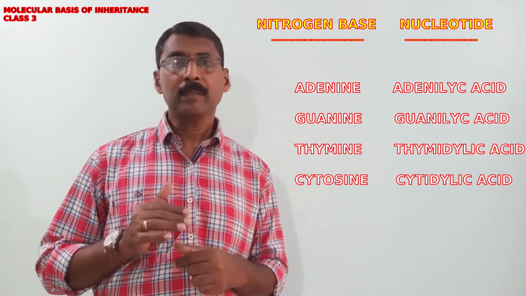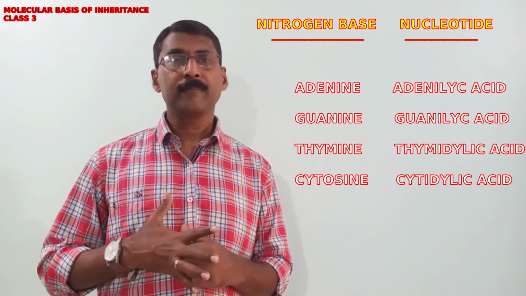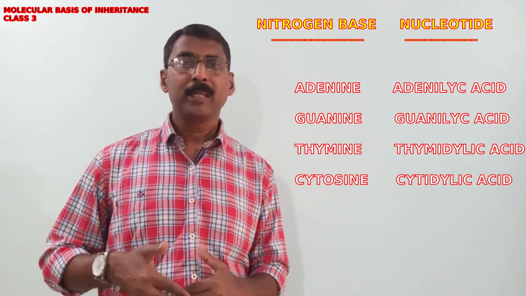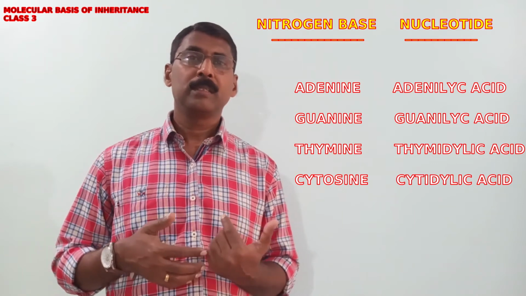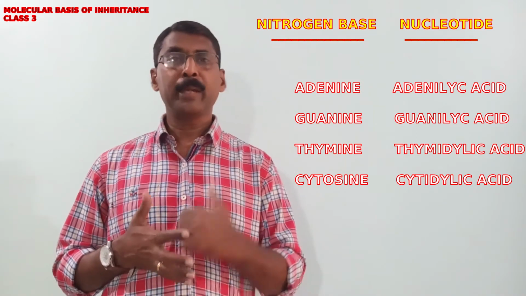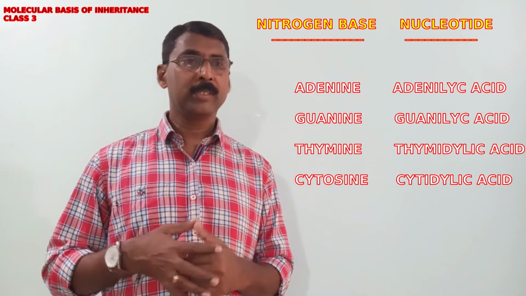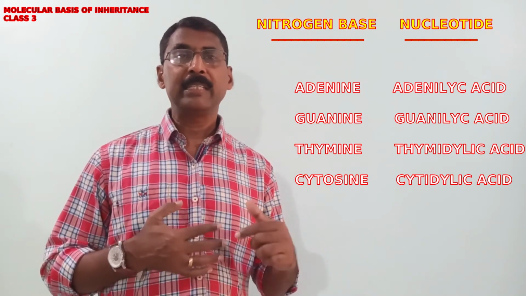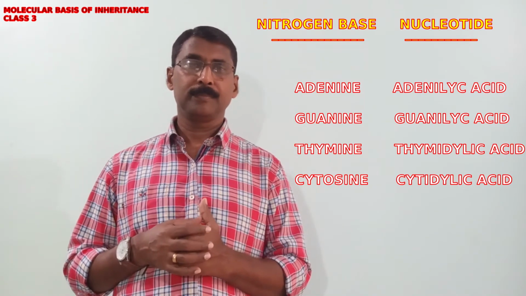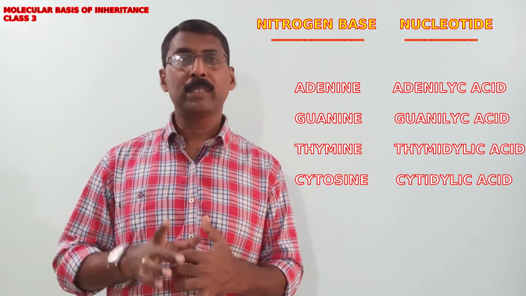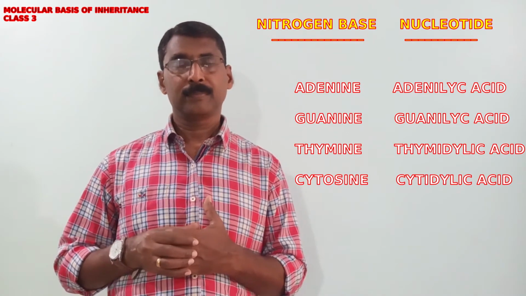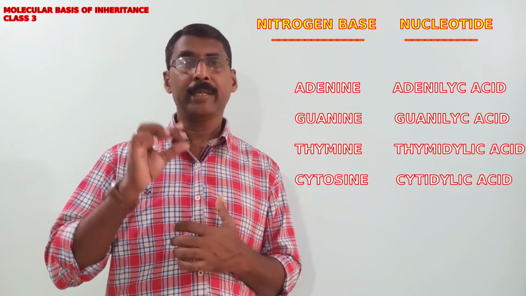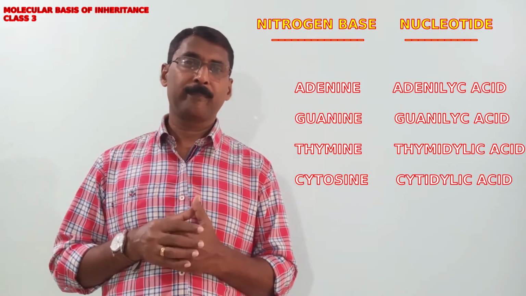If thymine is the nitrogen base in the nucleotide, then the nucleotide is thymidinic acid. If it is cytosine, it is cytidinic acid. So we have four nucleotides with four different nitrogen bases.